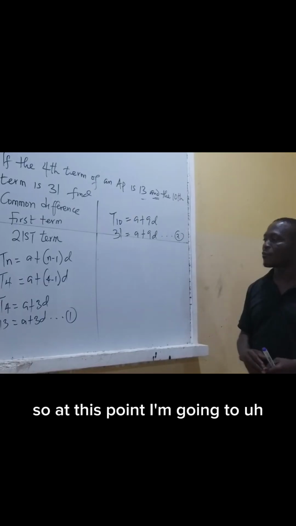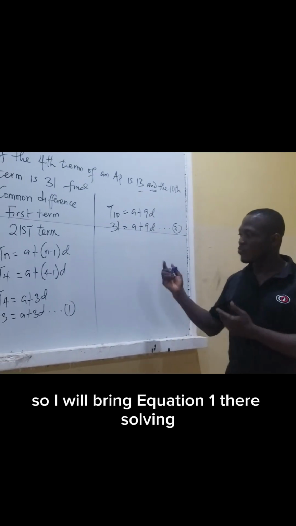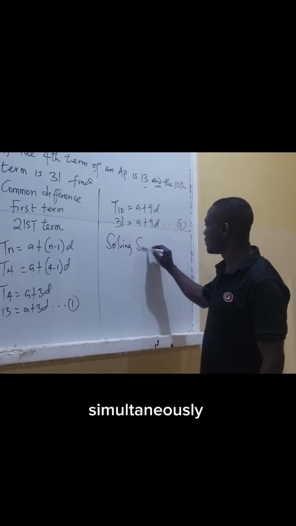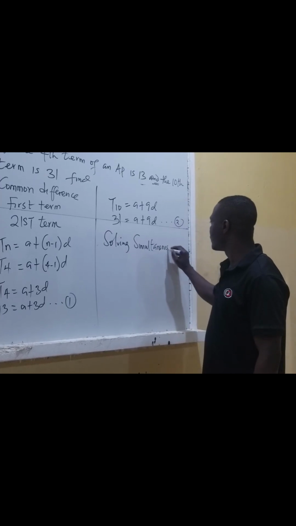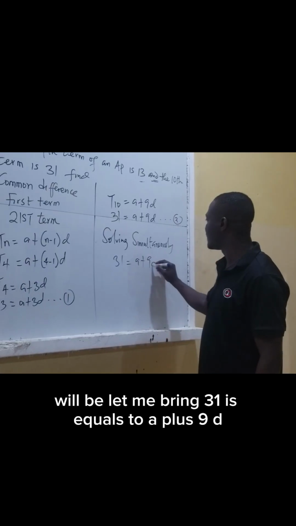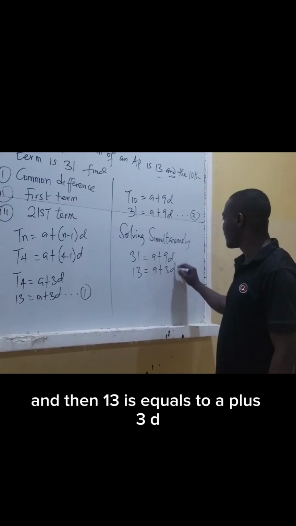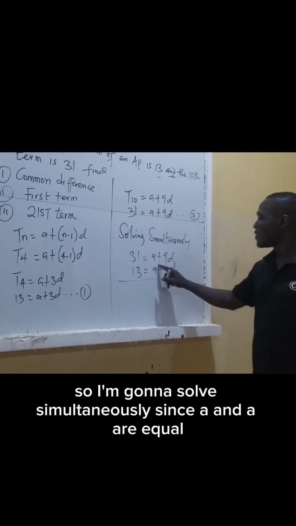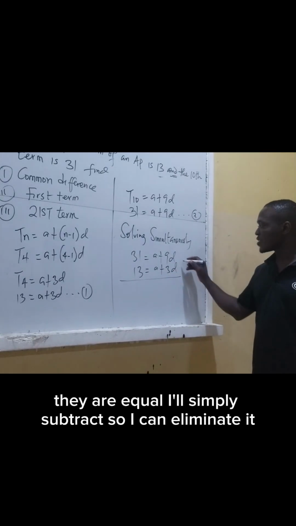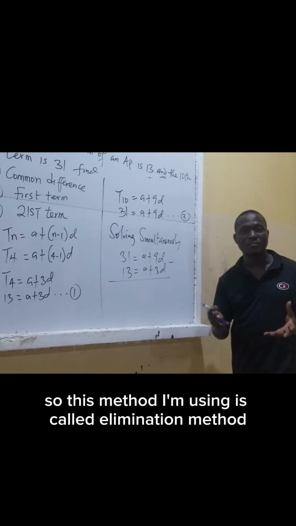I have equation 1, I have equation 2. So at this point, I'm going to arrange both of them and solve them simultaneously. Let me bring 31 equals A plus 9D, and then 13 equals A plus 3D. So I'm going to solve simultaneously. Since A and A are equal, I'll simply subtract, so I can eliminate it. So this method I'm using is called the elimination method.